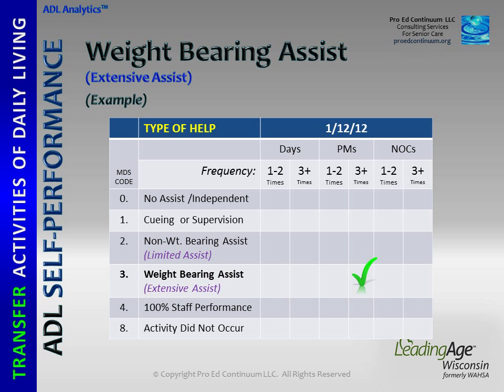If the resident is unwilling or unable to participate and the entire task is completed by staff, then weight-bearing assist should not be indicated. A heavier type of help should be indicated, such as 100% staff performance.